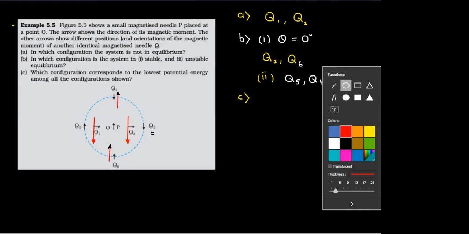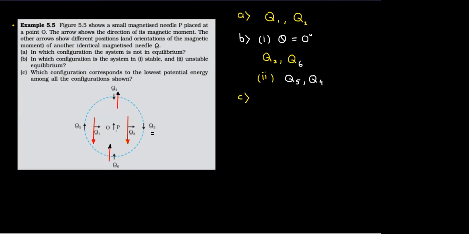There are only a couple of scenarios. One is this 180 degrees. The other one is this. Which one out of the two will have the least potential energy? Or will both of them have equal? What is the formula for potential energy? Minus of... No, wait. So it should be stable, right? Q3 and Q. Hold on. This and this.